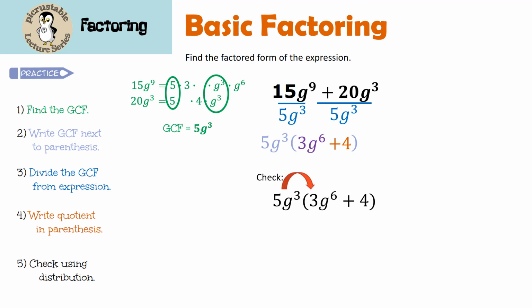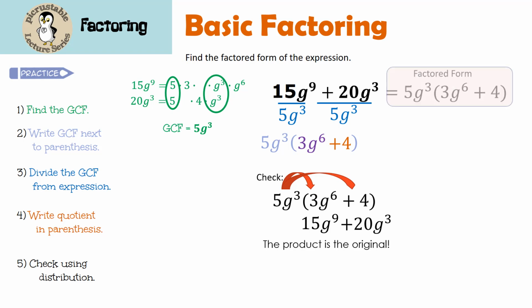When I distribute, 15g to the 9th and then 20g to the 3rd. Awesome! The product is the original. So the factored form of this expression is 5g to the 3rd times 3g to the 6th plus 4.